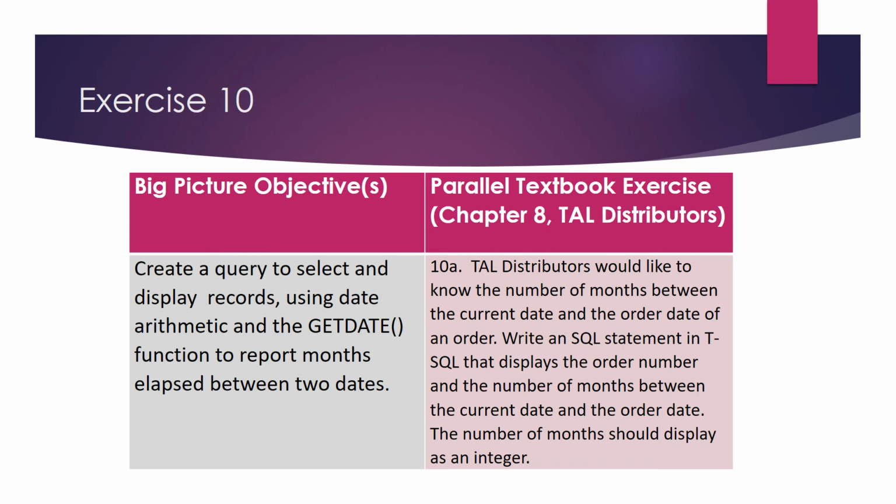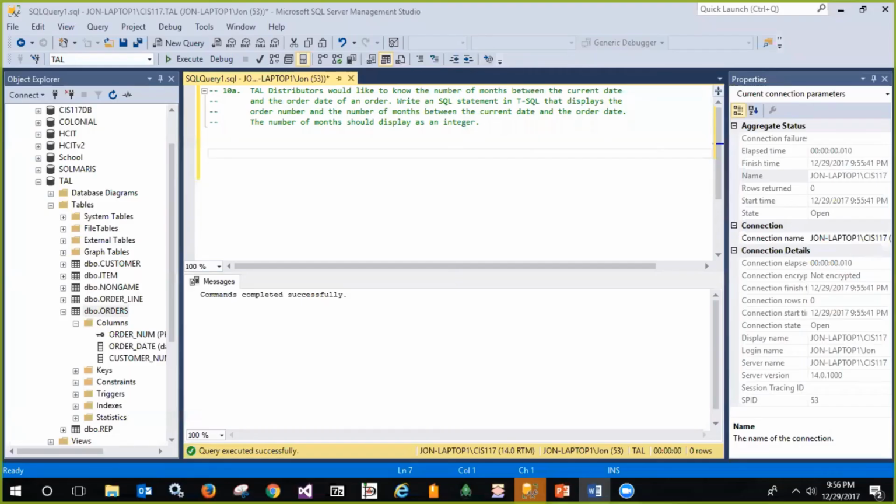In exercise 10, we will create a query to select and display records using date arithmetic and the getDate function to report months elapsed between two dates. For exercise 10, we're using TAL 10A as our parallel problem, and that problem statement reads, TAL distributors would like to know the number of months between the current date and the order date of an order. Write a SQL statement in T-SQL that displays the order number and the number of months between the current date and the order date. The number of months should display as an integer.